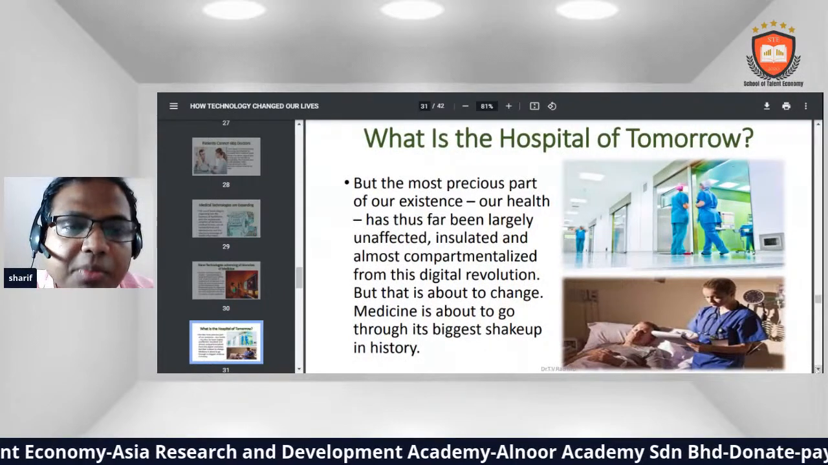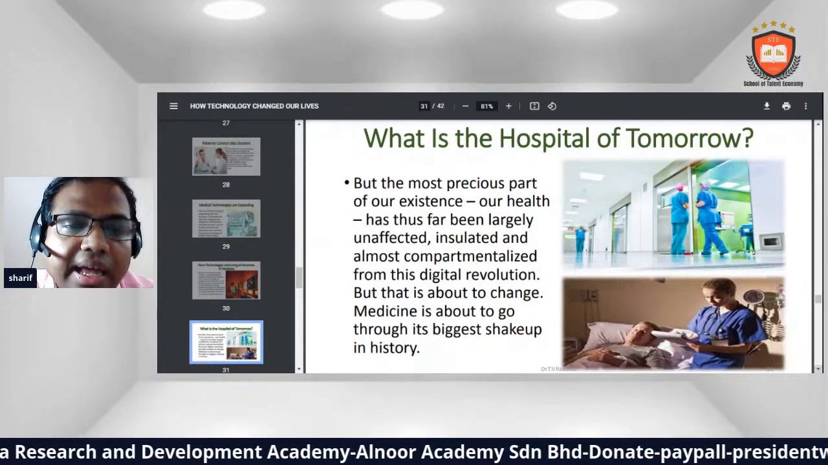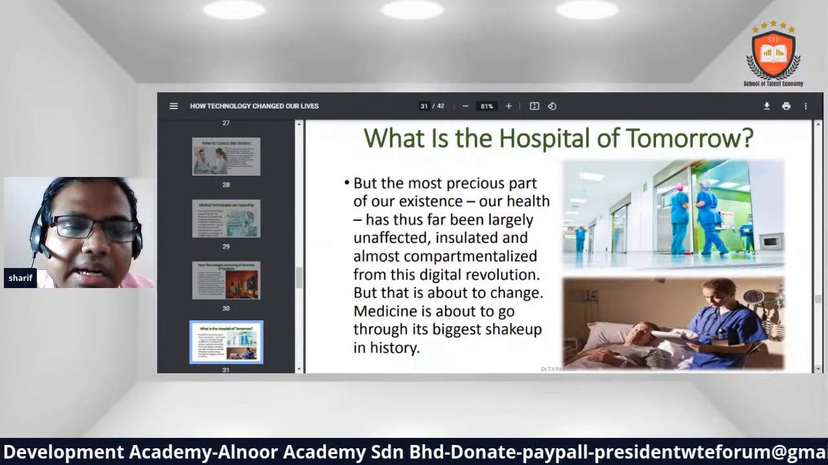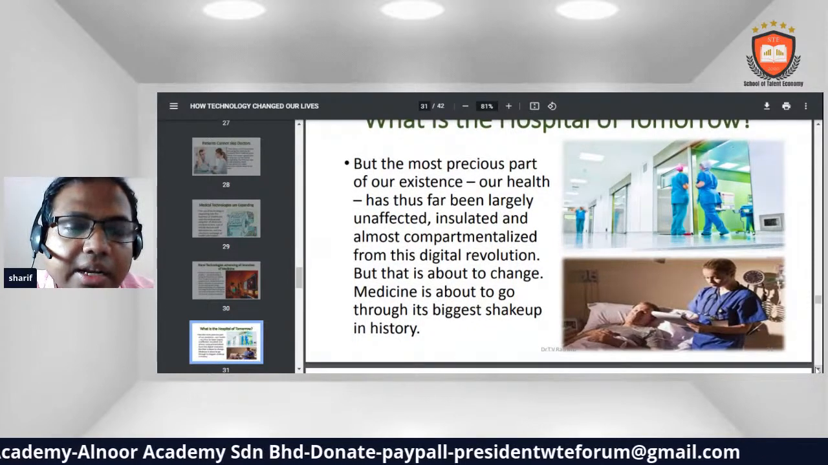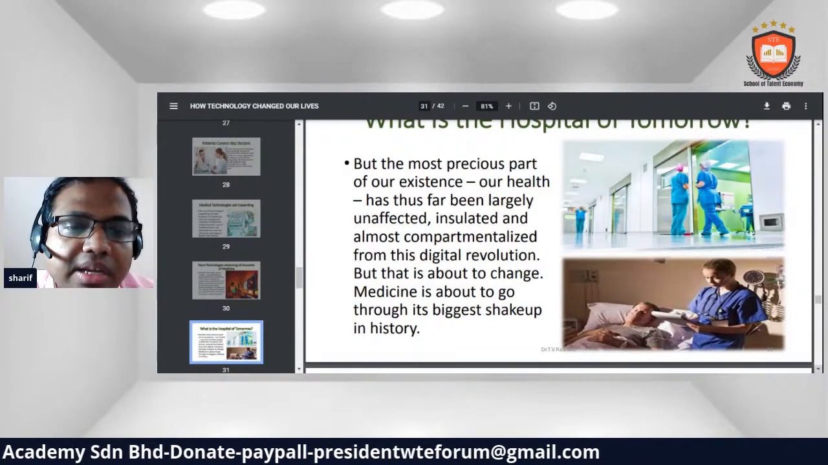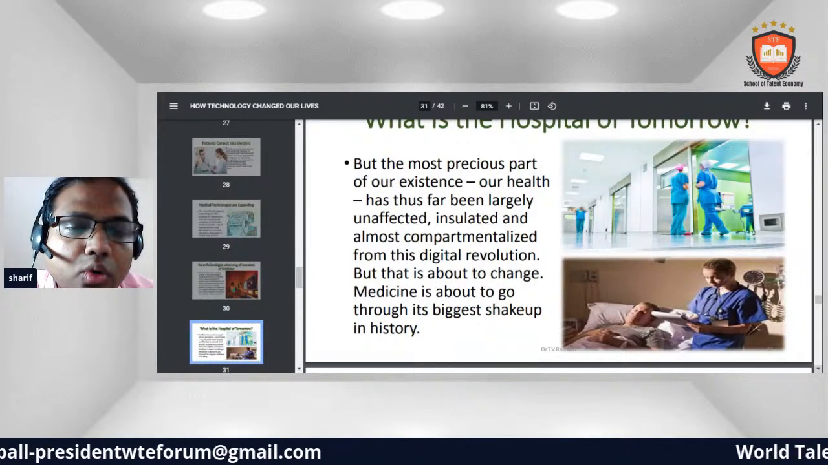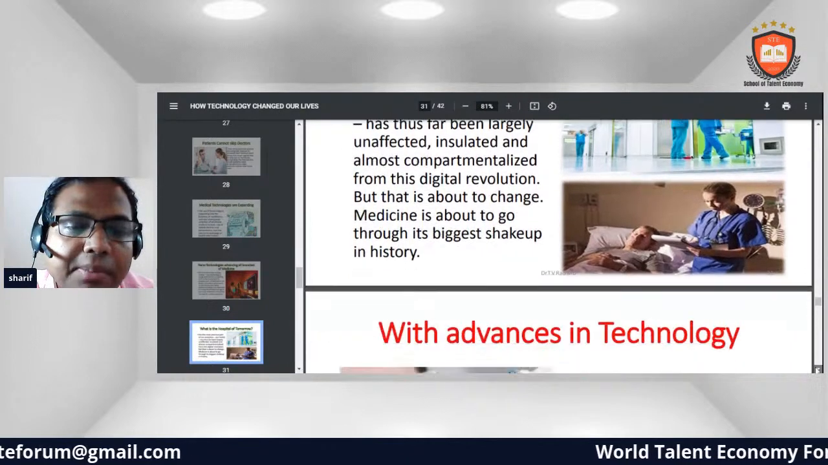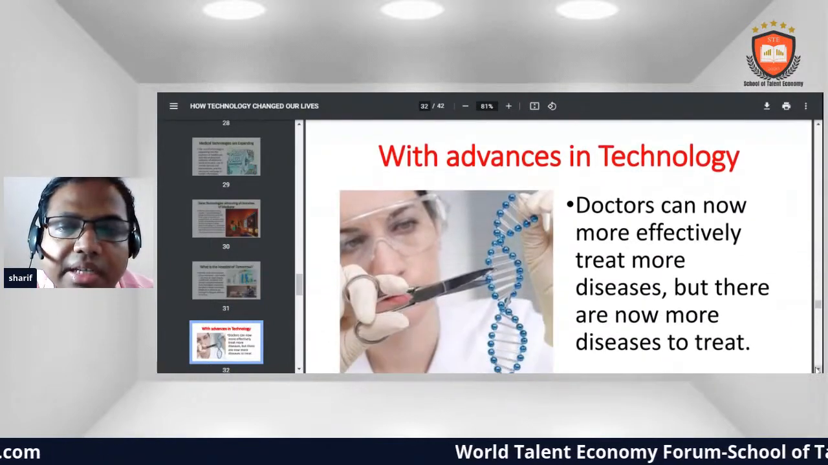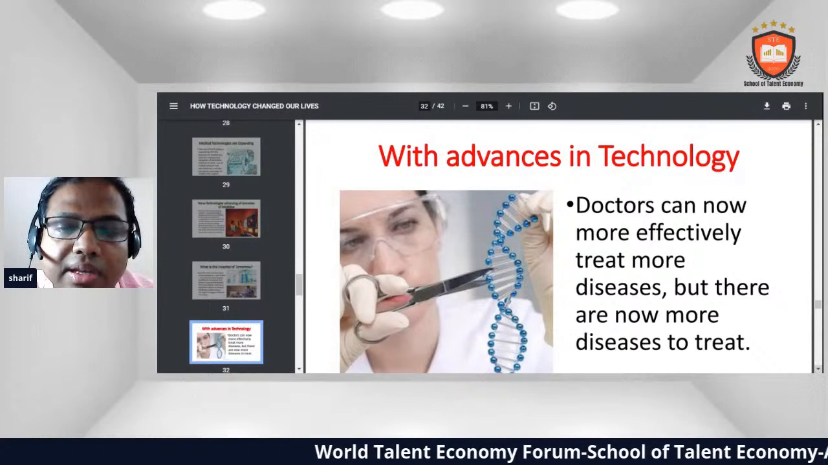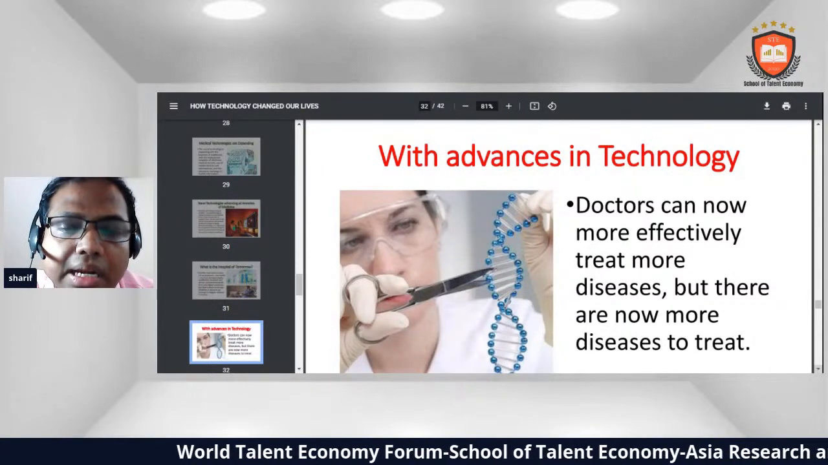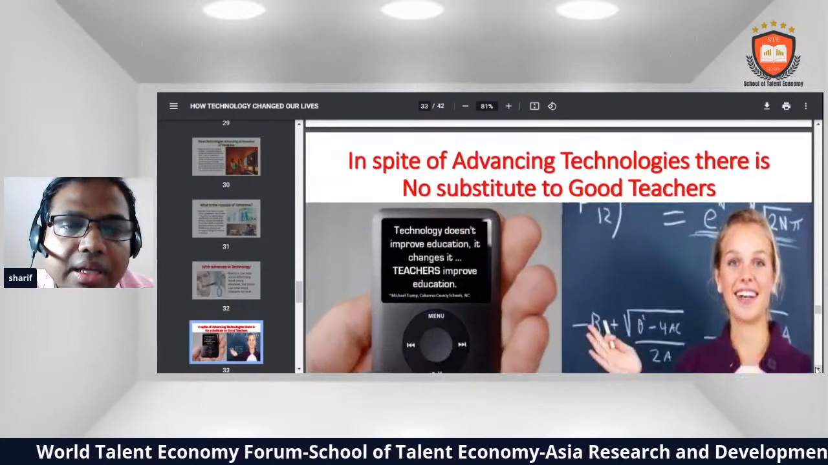But the most precious part of our existence, our health, has so far been largely unaffected by the digital revolution. But this is about to change. Medicine is about to go through its biggest shake-up in history. What is the advantage of technology? Doctors can now more effectively treat more diseases, but there are now more diseases to treat.